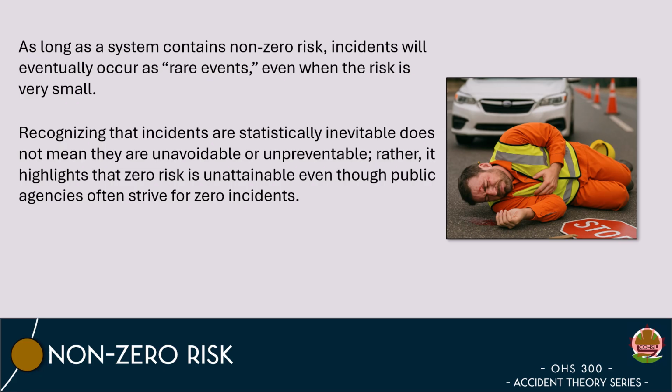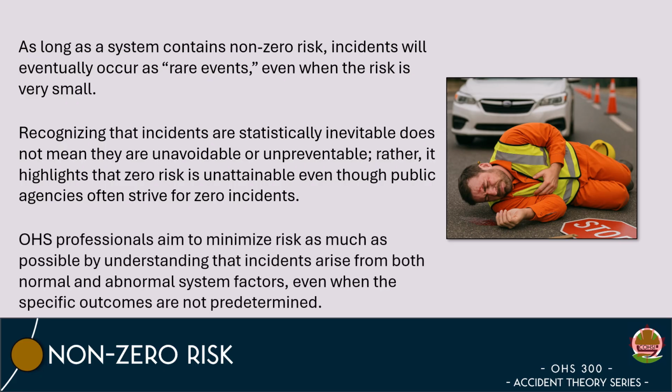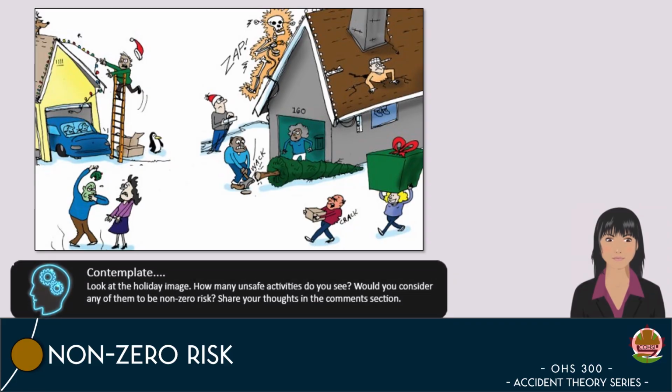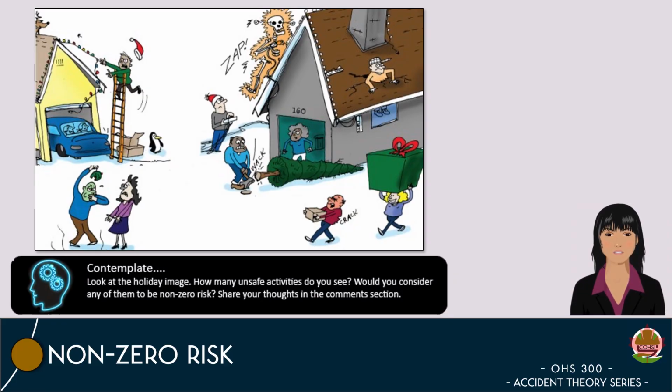Authoritative sources acknowledge that zero risk is unattainable. The goal for occupational health and safety professionals is to minimize risk as much as possible. Ironically, the most effective approach is to recognize that incidents arise from both normal and abnormal factors inherent in the system, even if the outcomes themselves are not inevitable.